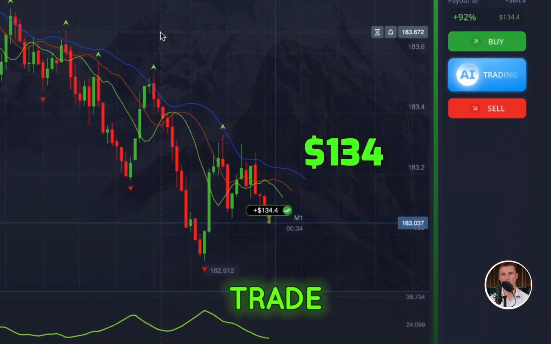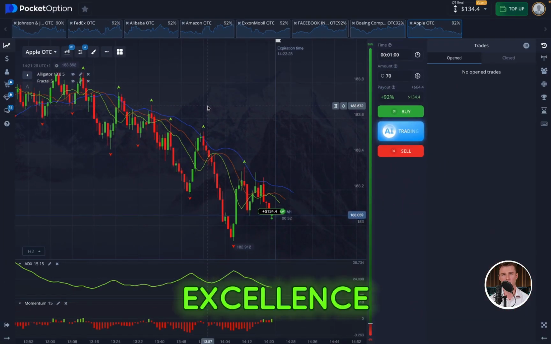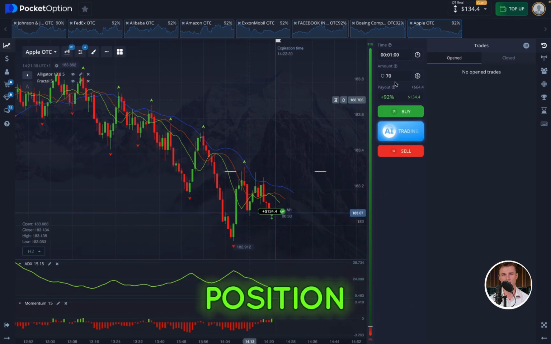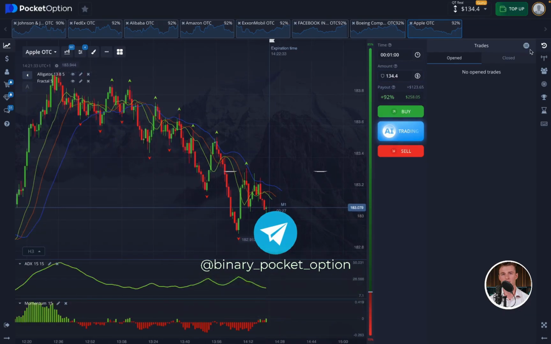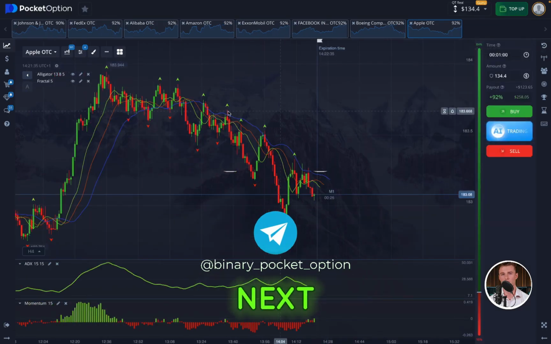And the first trade is easily closed in plus, excellent. The next position is also opened on the maximum balance amount. Let's continue and pick up the next entry point.